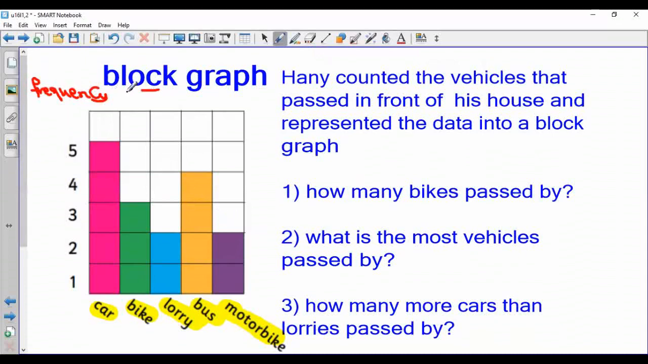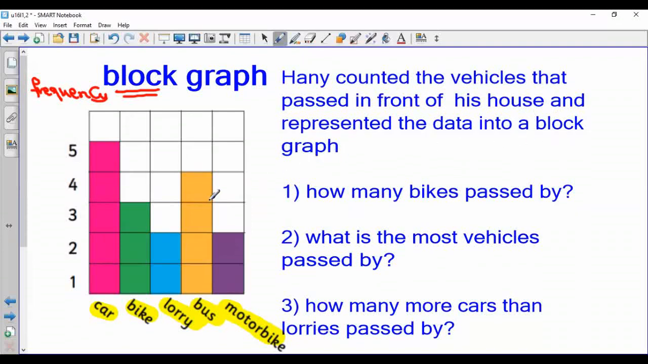Why do I call it a block graph? Because when I represent my data, I represent the data using a number of blocks. So for example, in this example, Hani counted the vehicles that passed in front of his house and represented the data in a block graph.